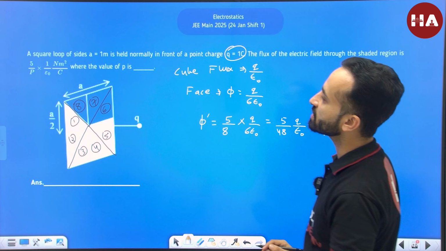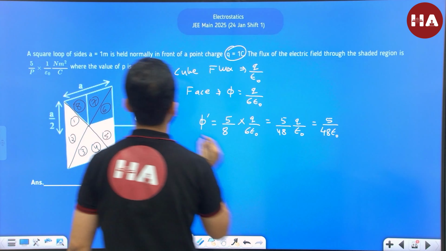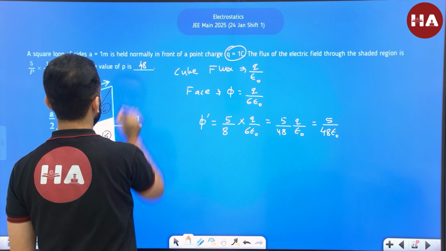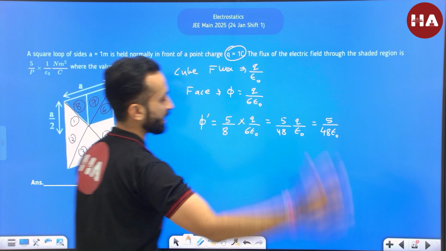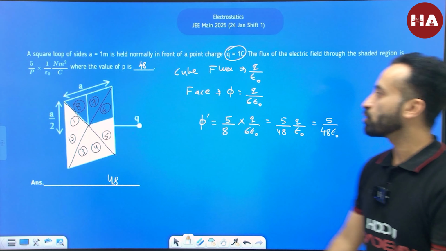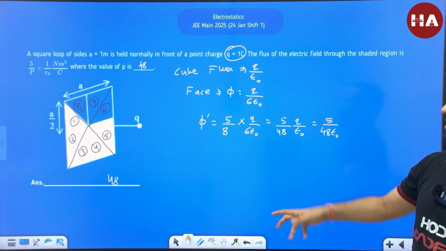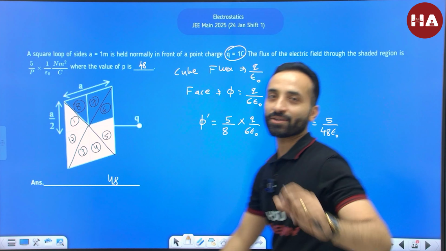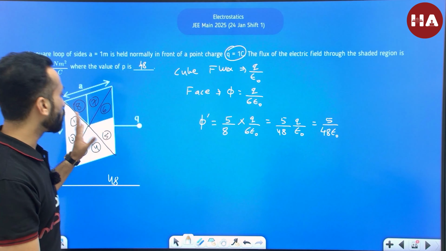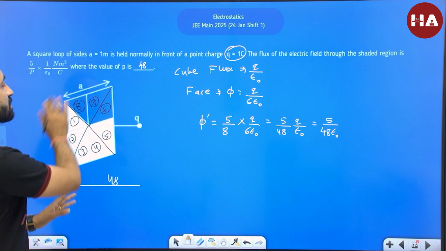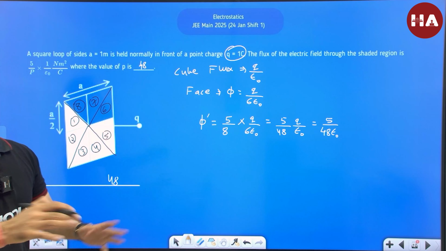This was a numerical type problem. We had to fill in the value of P, and the value of P turns out to be 48, my dear students. Very easy, no problem whatsoever. It's only about you maintain your temperament, and you do understand that you only have to worry about how it's dividing. Since it is symmetrical, so it is not a problem, right?